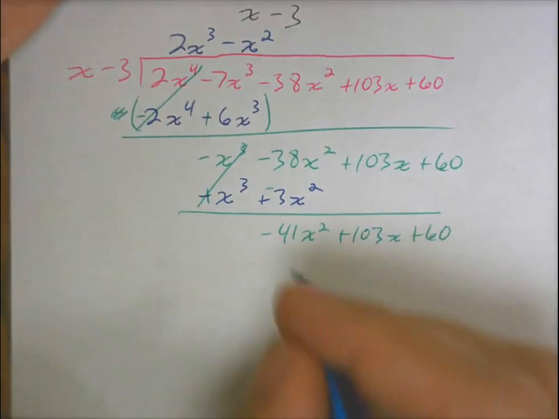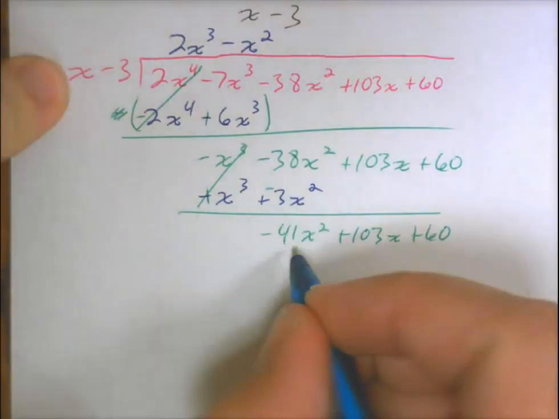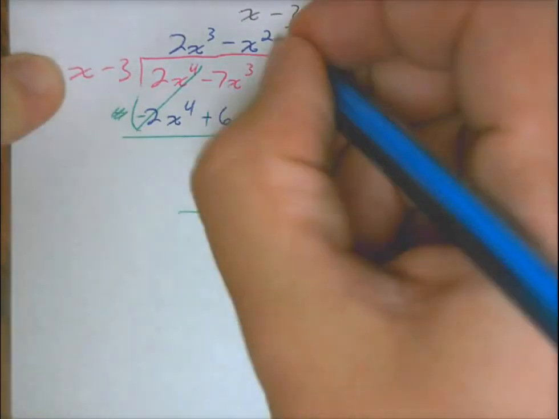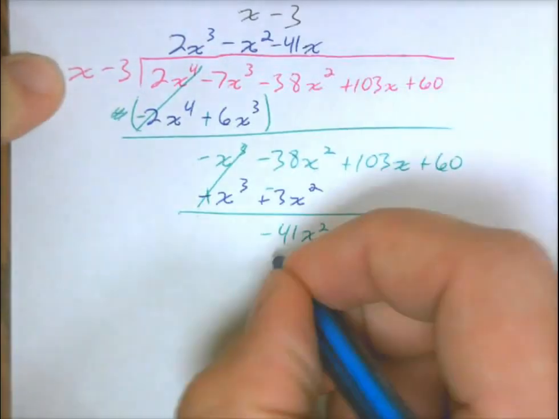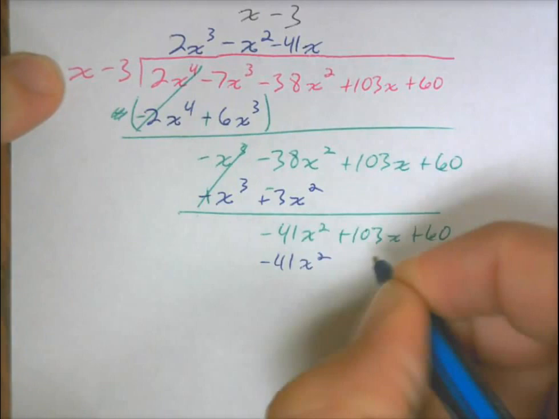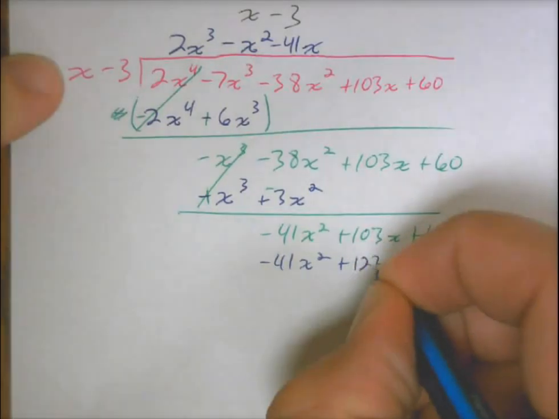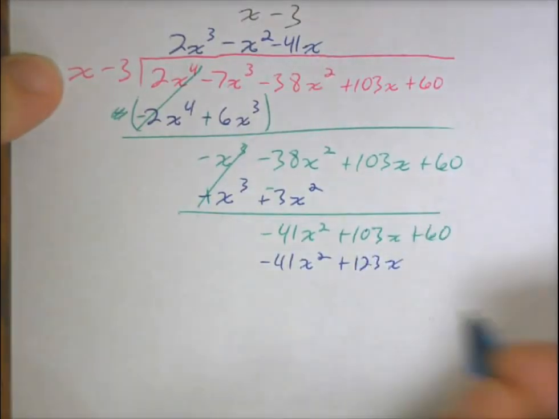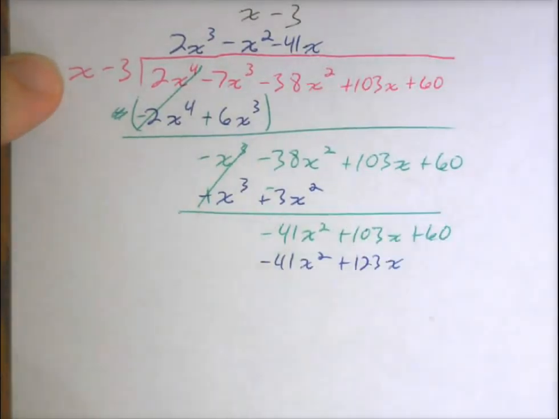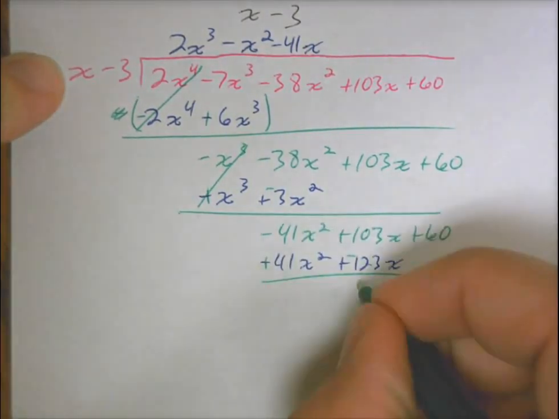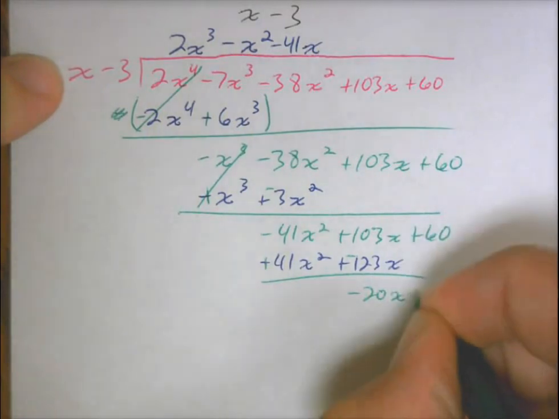Same process again. To get from x to x squared, I have to multiply by x. -41 from that is -41. So I get -41x squared plus 41 times 3, 82, 123x, and subtract this line. So we get -20x plus 60.